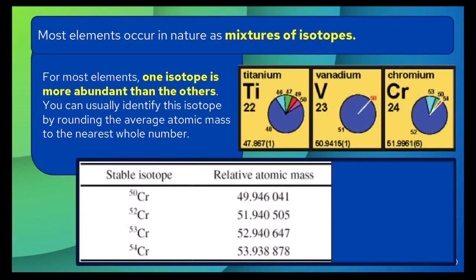Okay, so back to chromium. Now, remember I told you each chromium isotope has an actual relative atomic mass. So there it is. These are the masses of each of these isotopes. And notice if you round these relative atomic masses to whole numbers, then you will get the mass numbers here. So, for example, 51.940 will round to 52. 52.94 will round to 53. 53.938878 will round to 54. Okay, so these are the actual relative atomic masses. And these numbers are what we're going to be using in calculation when they're provided.